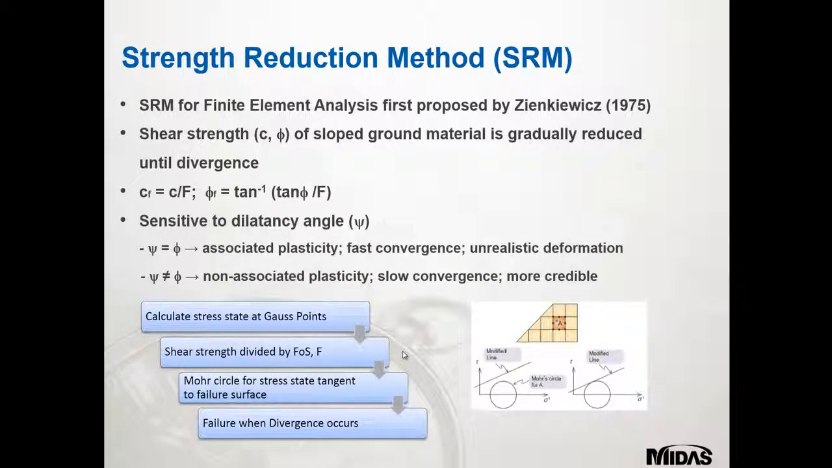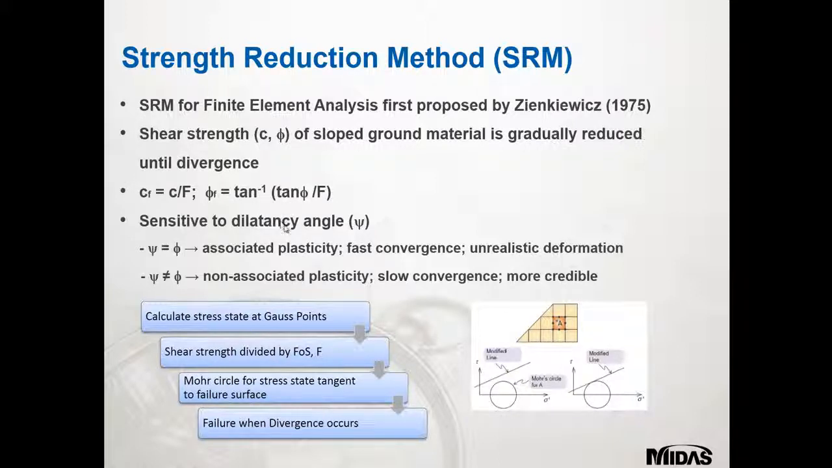So just go through the strength reduction method, which was first proposed by Zienkiewicz. In this method, the shear strength parameters, cohesion and internal friction angle, are gradually reduced until divergence in the solution occurs with respect to the convergence criteria, such as bases of displacement or force or strain energy. At that point, the slope is said to have failed. The final strength parameters are obtained by dividing the initial values by the factor of safety obtained from the analysis.